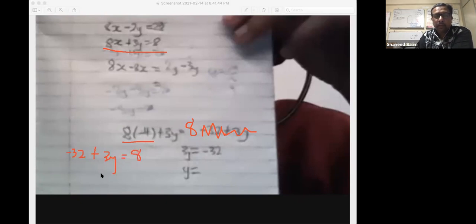Right? Now you bring this minus 32 over that side. You bring over here, so it becomes plus 32. 8 plus 32 equals to 40. So 3y equals to 8 plus 32, 40. y equals to 40 divided by 3.